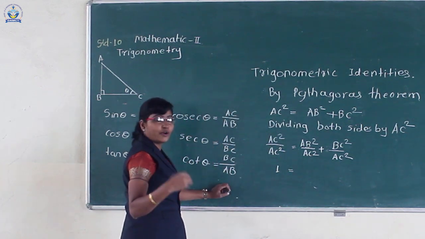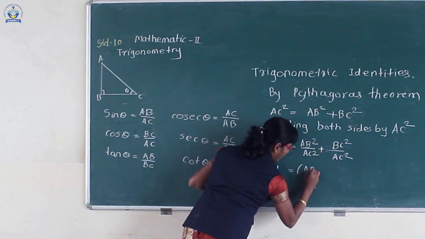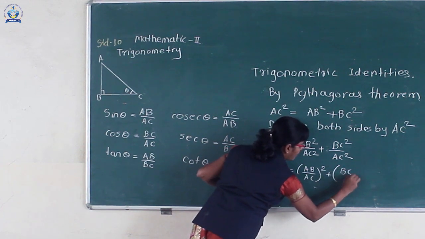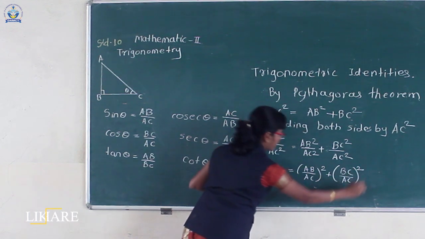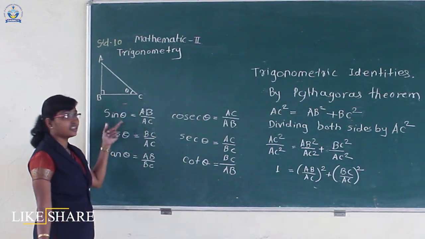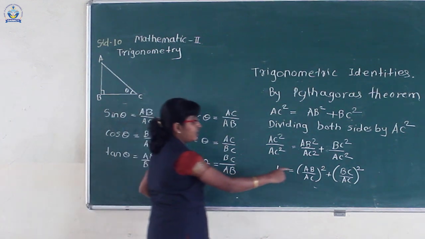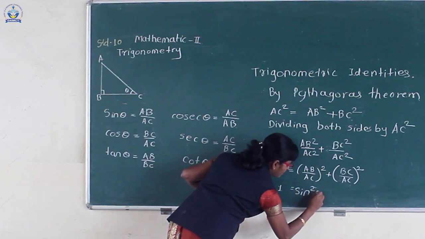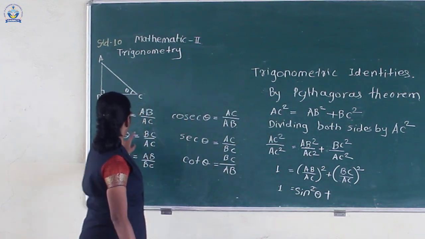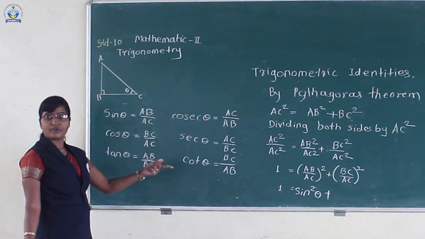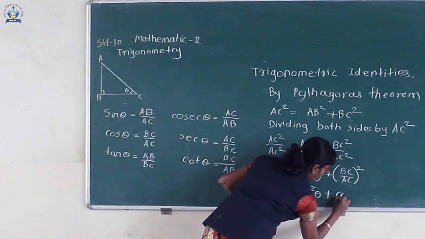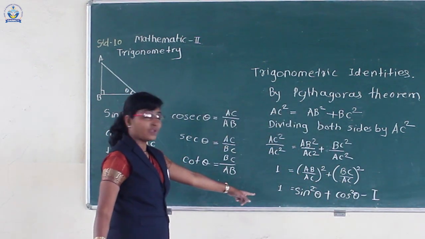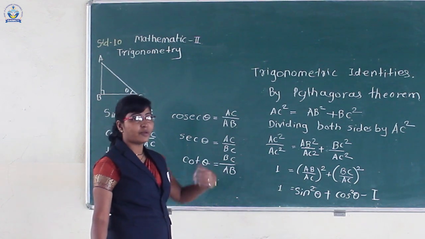Next, AB square upon AC square can be written in another way, (AB divided by AC) whole square. It is also represented in another way, (BC upon AC) whole square. See here, AB upon AC shows sine theta, and here is the square, so it can be written as sine square theta. Plus next one is BC upon AC, that means cos theta square, so we can write it as cos square theta. It is the trigonometric identity, first equation. By using this equation, we can solve the remaining two identities.